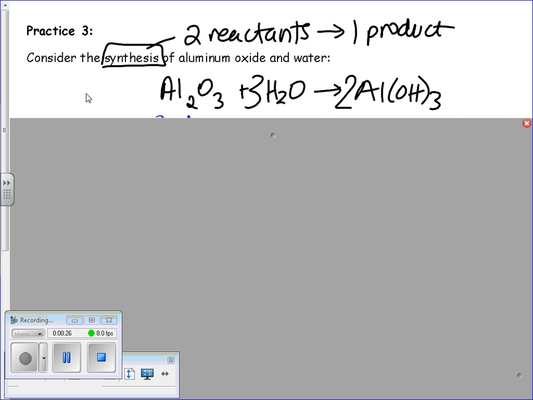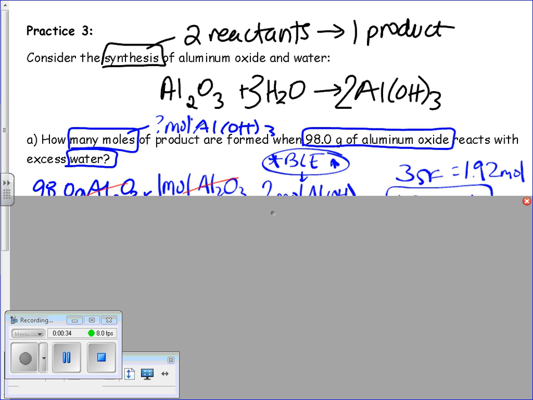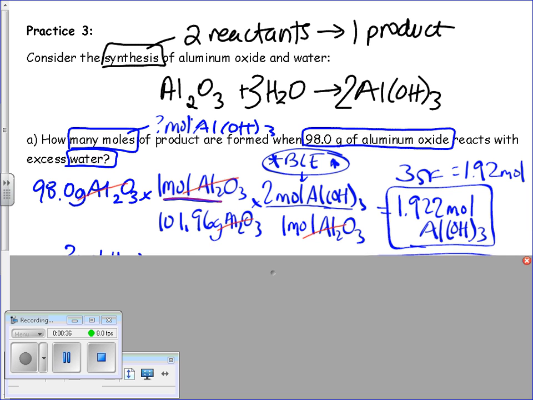That 1 to 3 to 2 ratio. Then the next part, and if it helps you to highlight to figure out what the givens are and what the questions are, do that. But the first question required you to see how many moles of aluminum hydroxide were formed from 98.0 grams of aluminum oxide. So if you need to write this down right now, write it down.